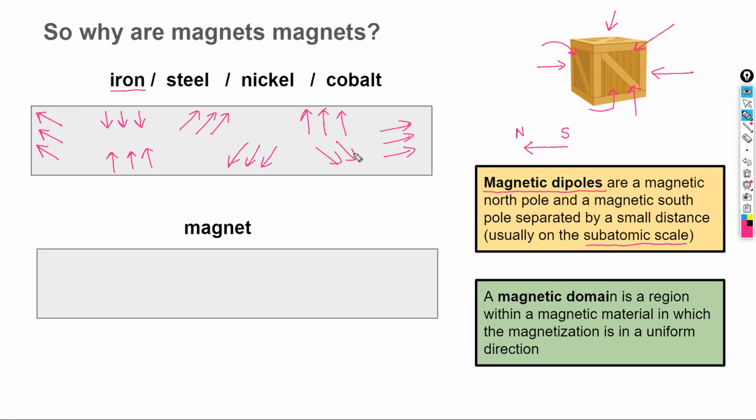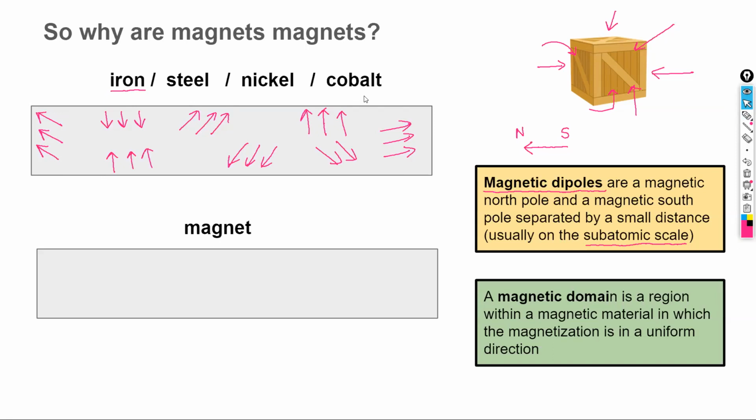So remember each dipole is a small magnet, but do you think all the magnetic forces are going to add up here and do anything useful? What do you all think? Do you think anything useful is going to happen here? No, right? And this is why a piece of iron or a piece of steel, nickel or cobalt is not a magnet.